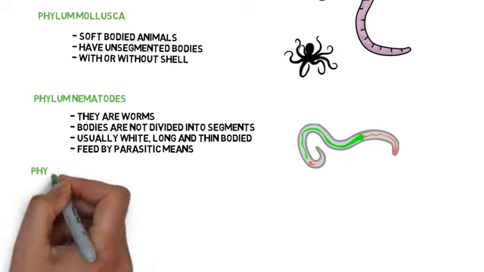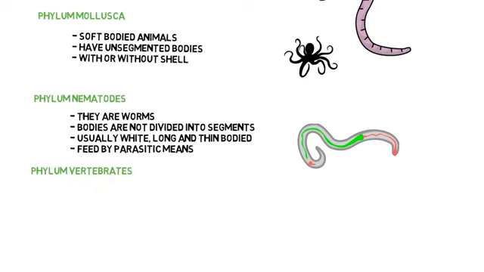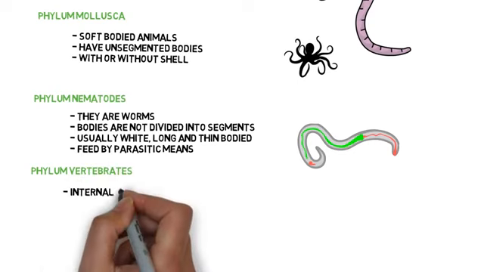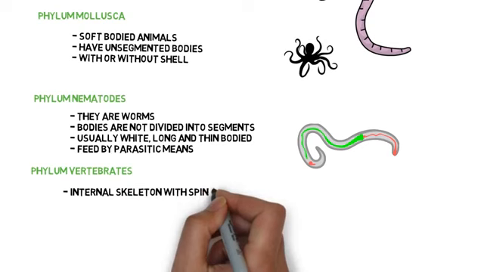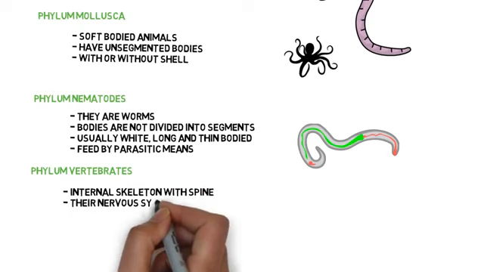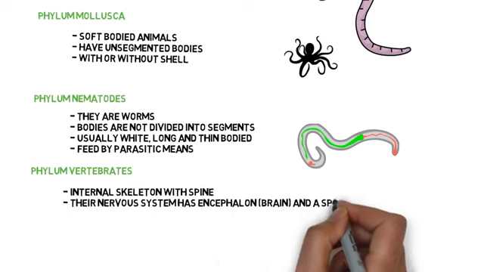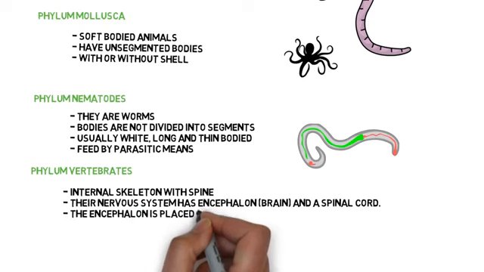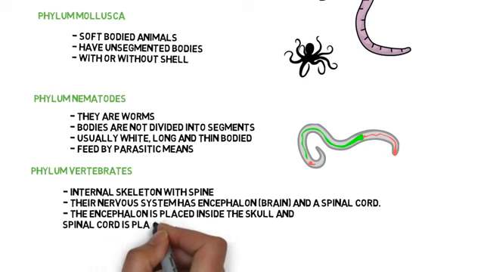Phylum Vertebrates. They have an internal skeleton with a spine. Their nervous system has an encephalon, or a brain, and a spinal cord. The encephalon is placed inside of the skull, and the spinal cord is placed inside of the spine.